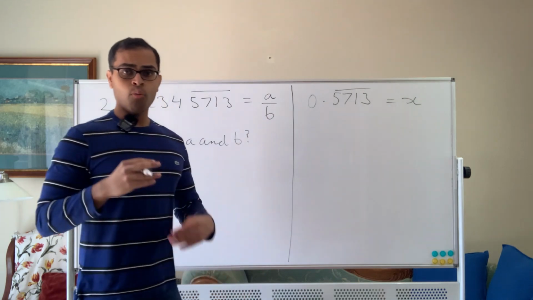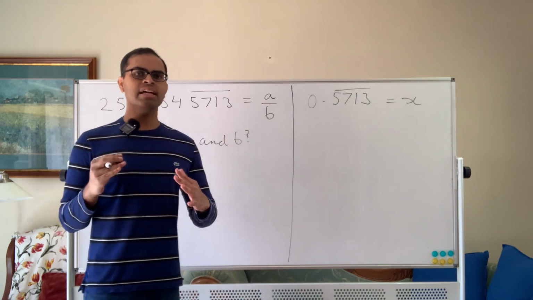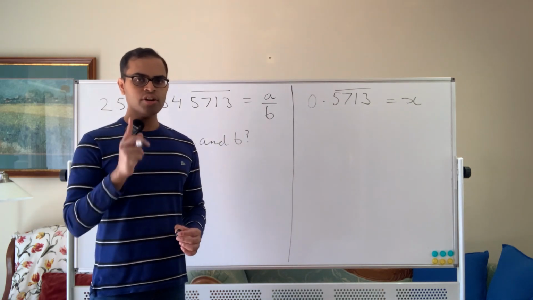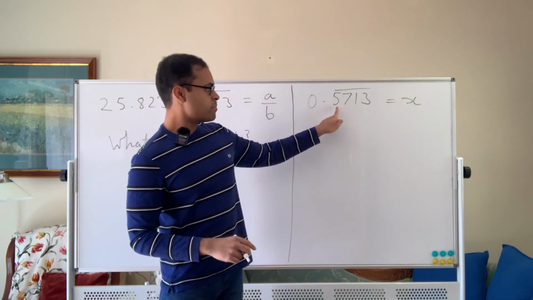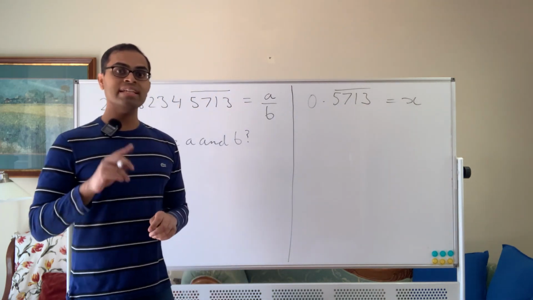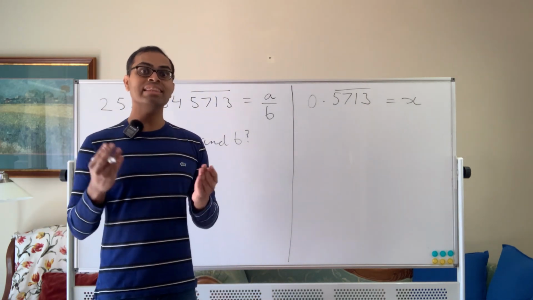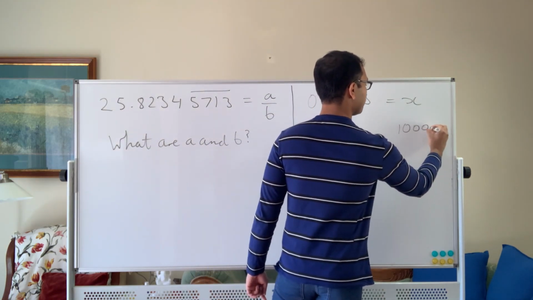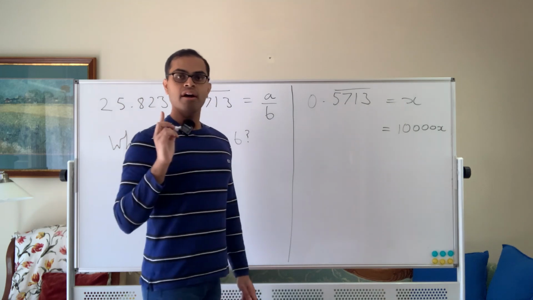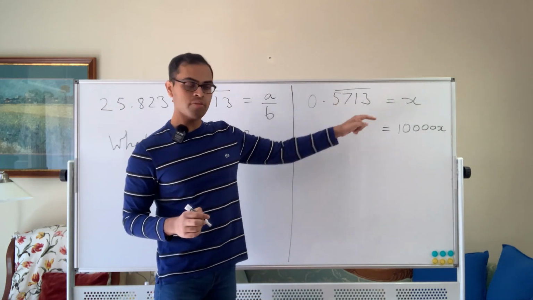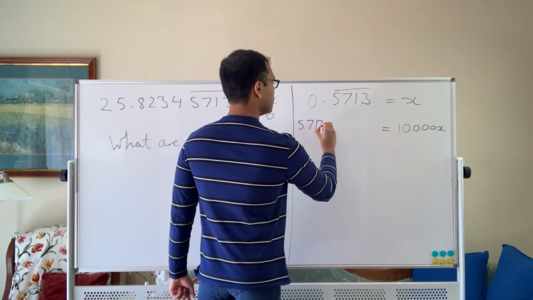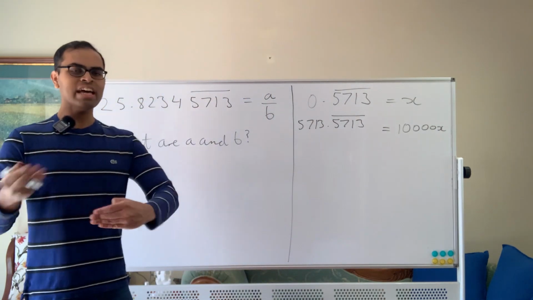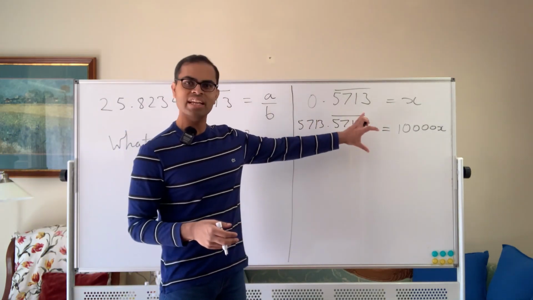Now the question is, what do we multiply x by to get something that looks like x, so that we can then do that subtraction trick we did earlier? Here's the observation. Because there are 4 digits here, we're going to multiply by 1 followed by 4 zeros, so 10,000. So 10,000 times x is going to shift 4 places to the right. So we're going to get 5713.5713 repeating.